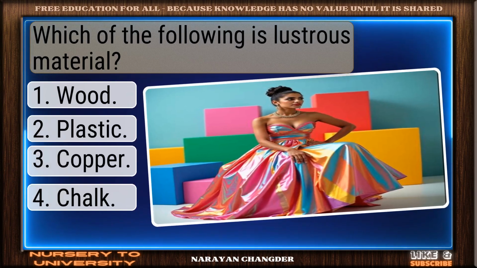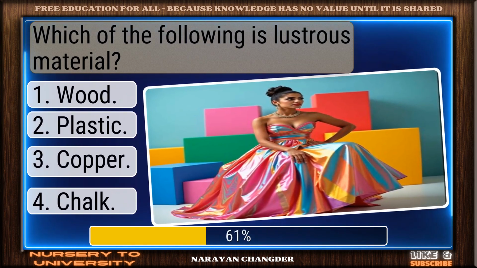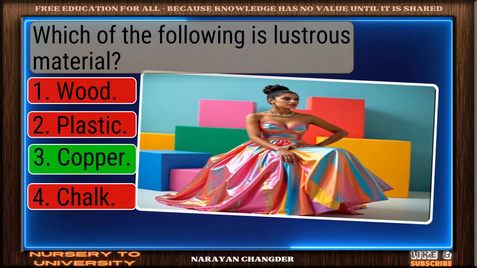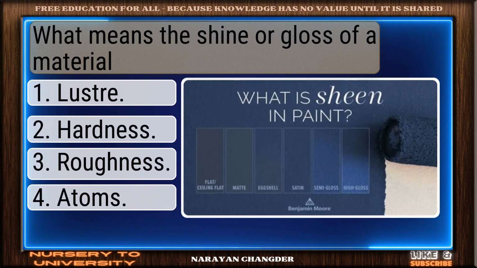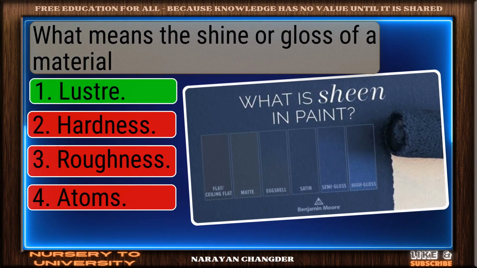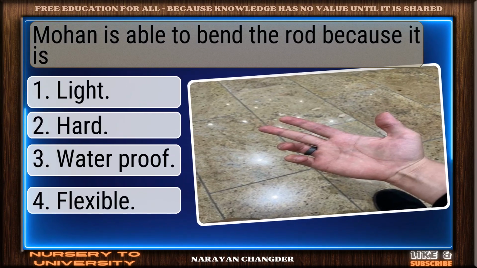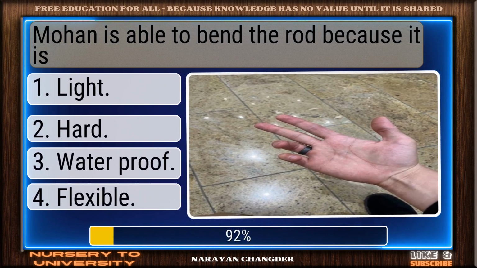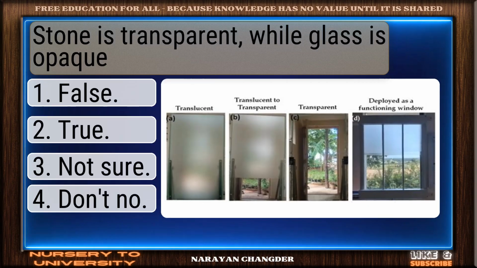Which of the following is lustrous material? Correct response. Copper is the most accurate answer. What means the shine or gloss of a material? Smart pick. Luster is the correct choice. Mohan is able to bend the rod because it is. Perfect. Flexible is the correct choice.